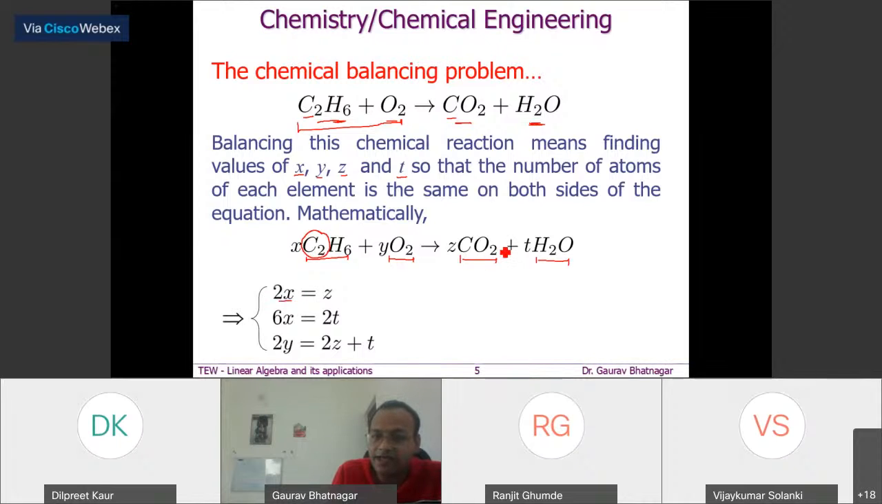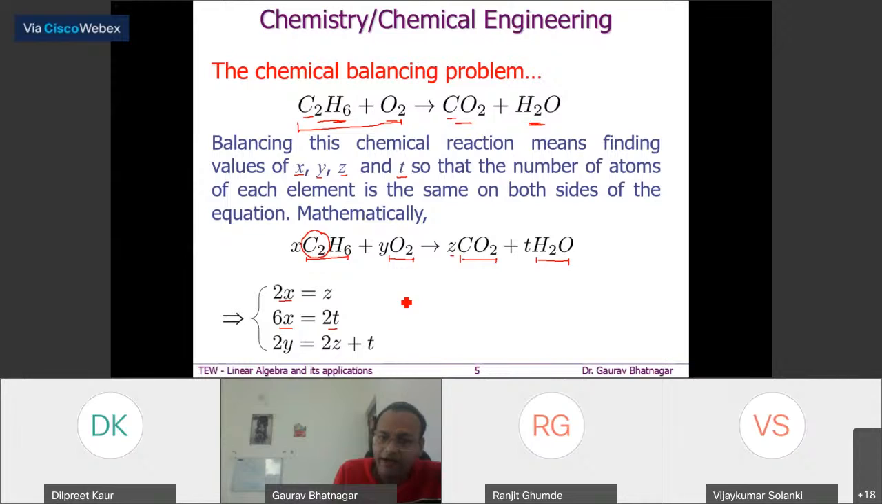However, after the reaction, it is just going to be the z. So the first equation, which I got after equating both sides for the same number of carbon atoms, is 2x = z. In a similar manner, if I equate the atoms of hydrogen on both sides, I am going to get 6x = 2t. Similarly, for the oxygen atom, you can get 2y = 2z + t.